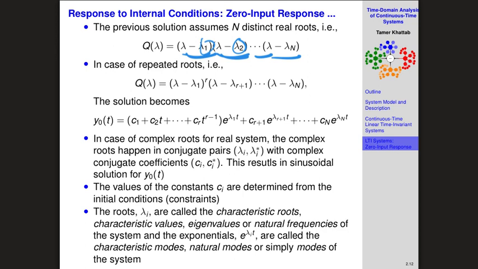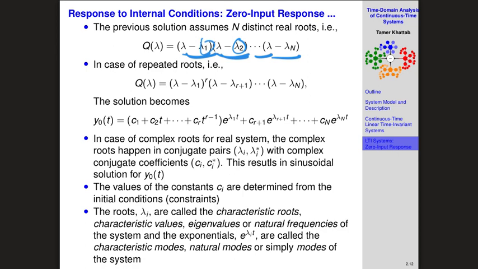So the root here, lambda minus 1 equals 0, means lambda equals 1. So that root is repeated 3 times because it's of power 3. And then you have the remaining n minus 3 roots, distinct. In that case, the solution changes a little bit, and you have t and t squared, up to t to the power r minus 1, multiplied by the exponential. This gives you the effect that you have the same lambda 1 appearing here multiple times, raised to the power r.